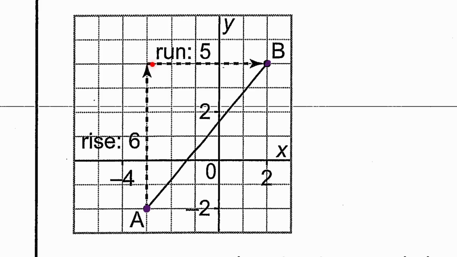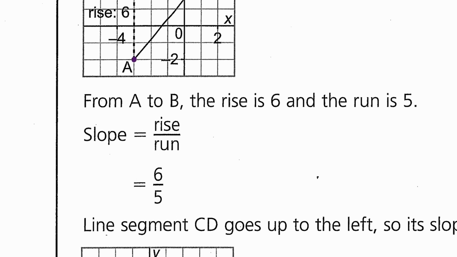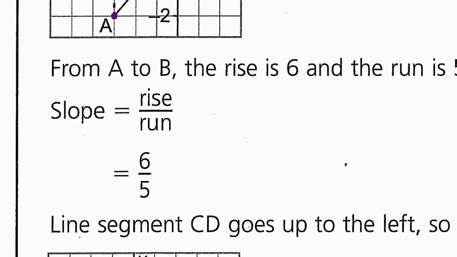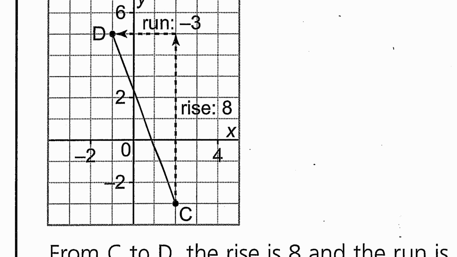So rise is positive 6. And from here, 1, 2, 3, 4, 5. I have to move right. So that is run. So run is positive 5. So my slope is slope equal rise over run, and rise is 6, run is 5. So slope equal 6 over 5. Now look at the second segment DC. So you can see DC over here.